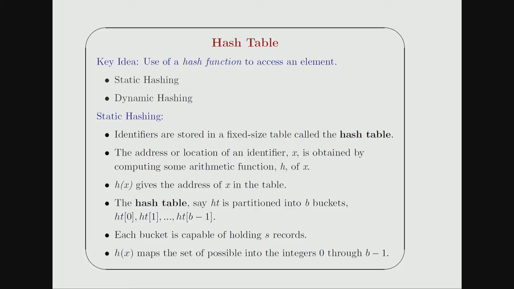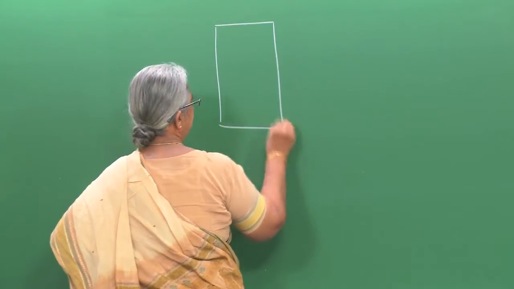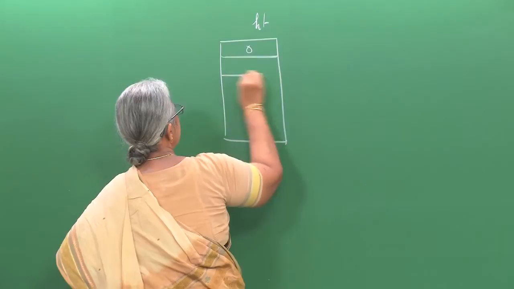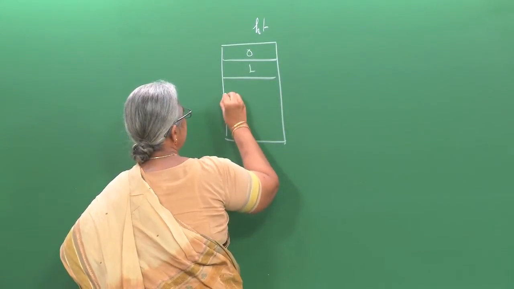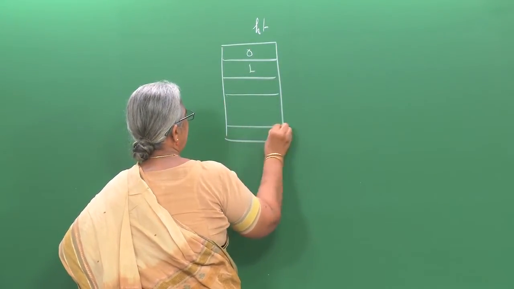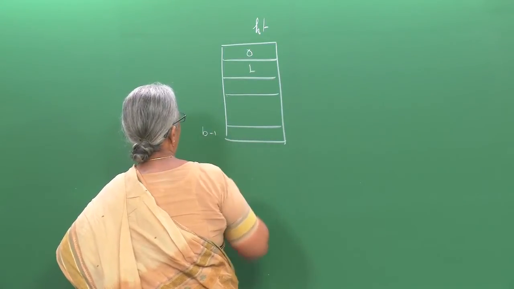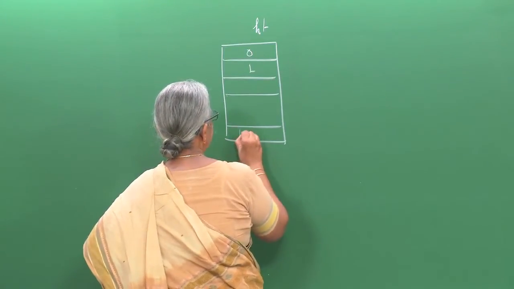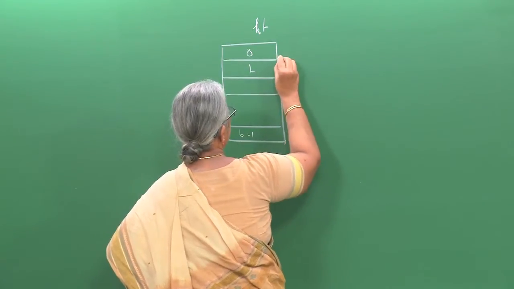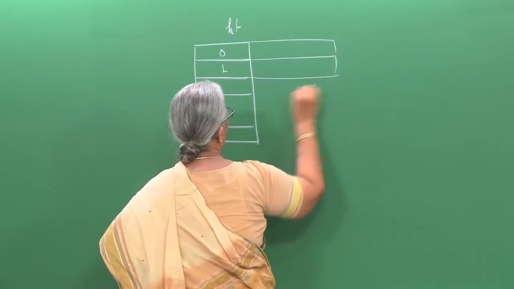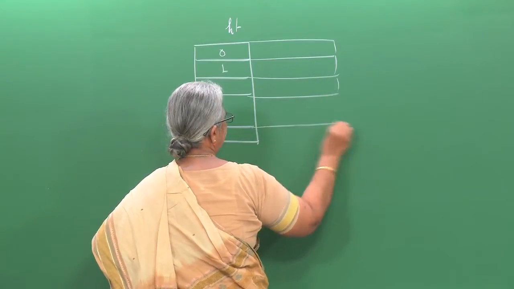So, we have a table here, we call this the hash table. Let me call this HT. This has indices which go from 0, 1, 2 up to b minus 1. And our objective is, let us say these are the indices, each index can store a set of items.